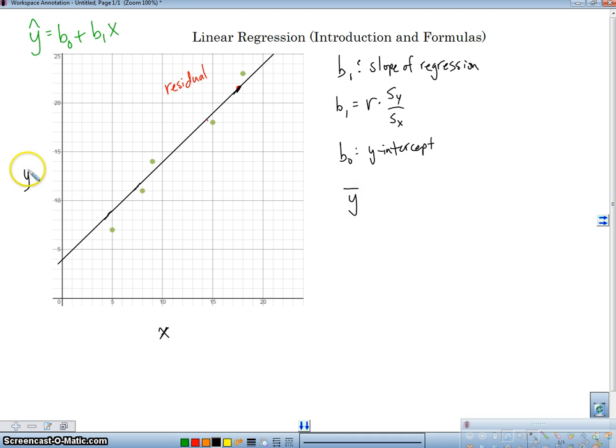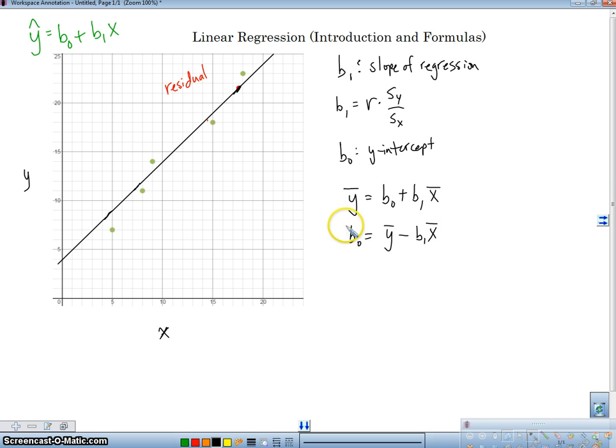Y bar, the average of the y's, is going to be equal to b sub 0 plus the slope times the mean of x, right? This would be the average. Averages related to the average, okay? So we can solve for b sub 0, and we get b sub 0 equals y bar minus b sub 1 x bar.